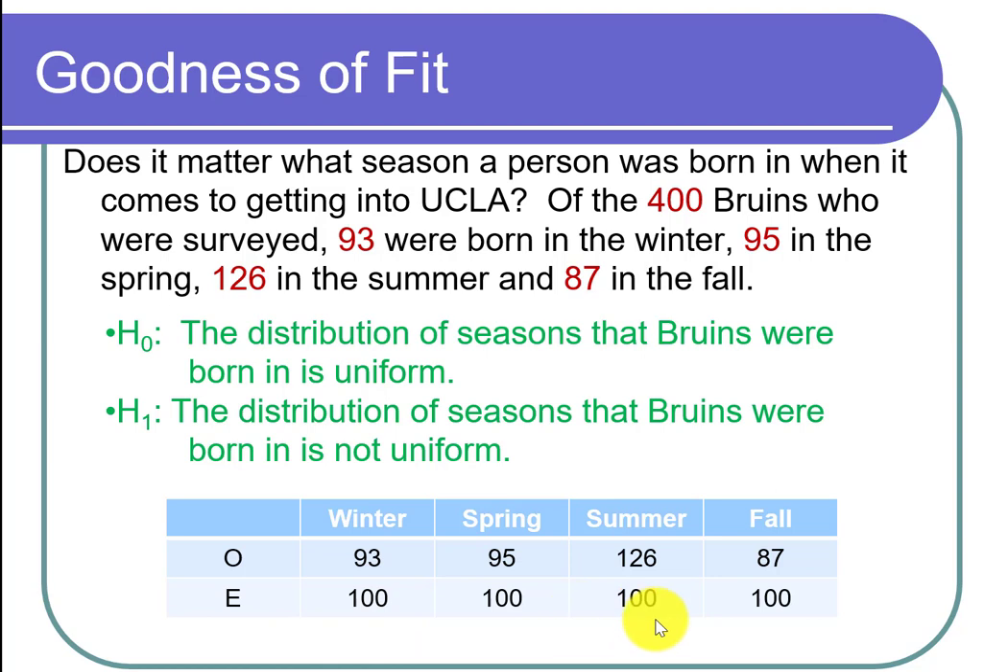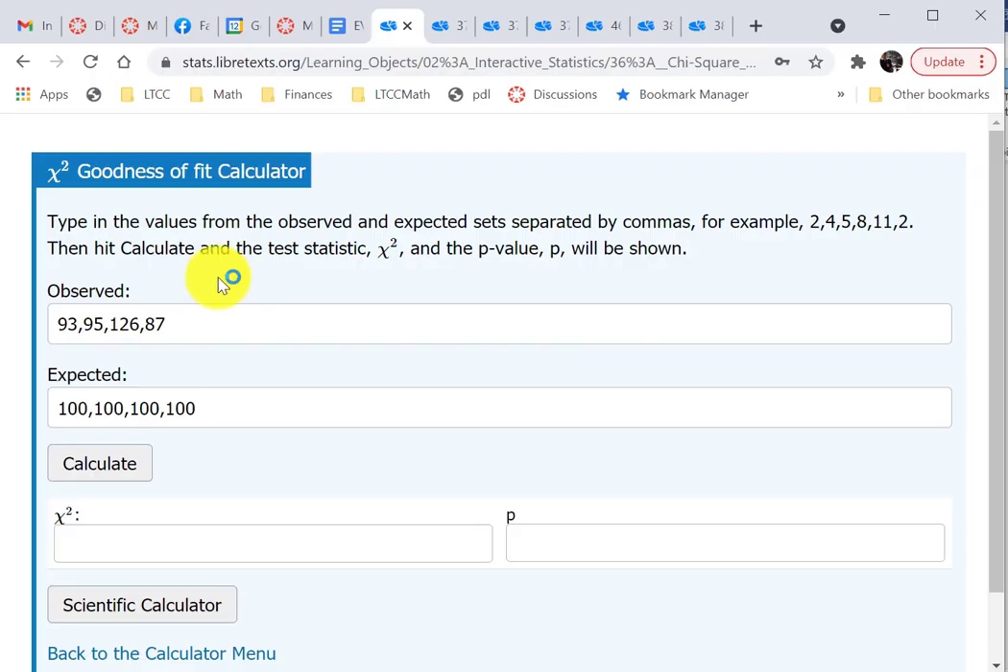And there's our expected. And once we have the observed and the expected, now we can go to our calculator. So here's the calculator again. And to save you some time, I typed in the observed and I typed in the expected, separated by commas. And I hit calculate. And there we have it. Chi-squared is about 9.19. And the p-value is 0.0268, etc. So in particular, this p-value is pretty small.